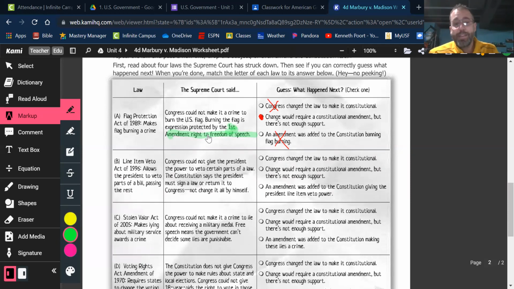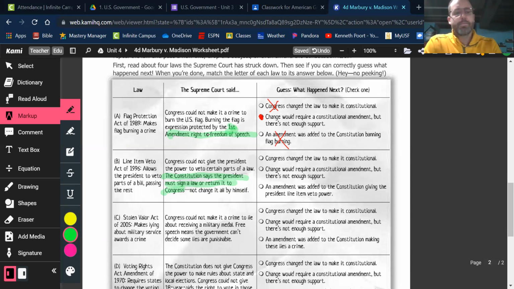Right. So that was actually a law that was passed in 1996, allowing the president to do that. But what we see is that would give the president a lot of power, and to some extent, maybe even abuse his power, right? Now he could take a bill and change it to the way he likes it. So Congress could not give the president the power to veto certain parts of a law. The Constitution says the president must sign a bill or return it to Congress, not change it, right? So that law was going to give the president the power to change it and then pass it without sending it back to Congress for approval.